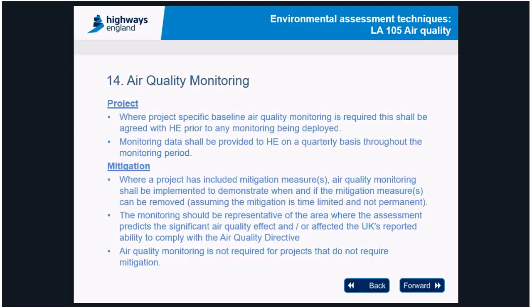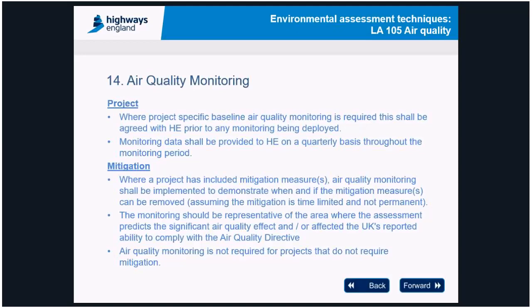The likelihood is that it will come into the air quality team in Highways England and we'll provide some advice around that. Where monitoring is undertaken and approved, then that data needs to be shared back with Highways England on a quarterly basis. We keep records of all our monitoring data, somewhere in excess of 1,000 monitoring locations a year, if not more, and we need a way of managing that. So the advice in LA 105 is that documentation needs to be provided on a quarterly basis.